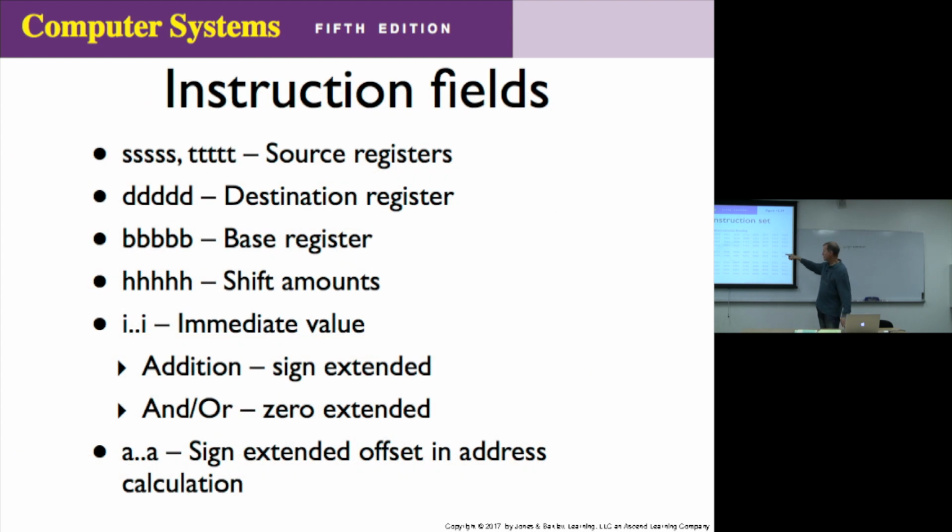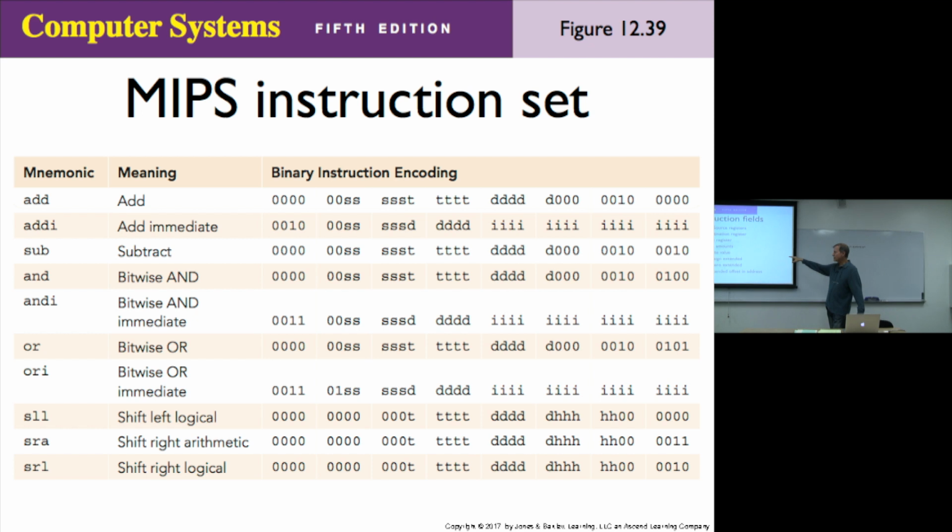So these letters like DDD and III and HHH. HHH, what is that? HHHHH, that's the shift amount. Where's the shift amount used? Let's find an H. You see here, down here, SLL stands for what? Shift left logical. And what does this HHHHH field say?